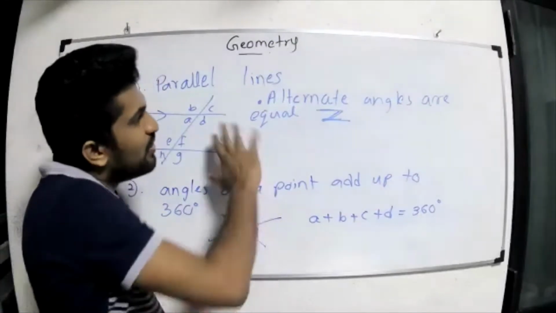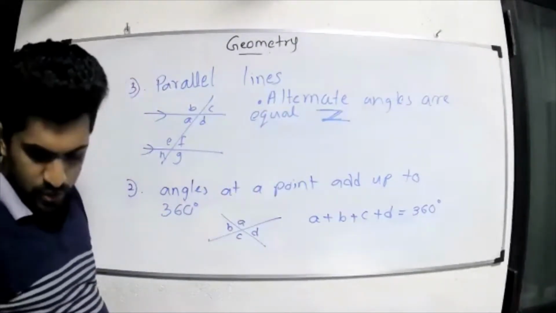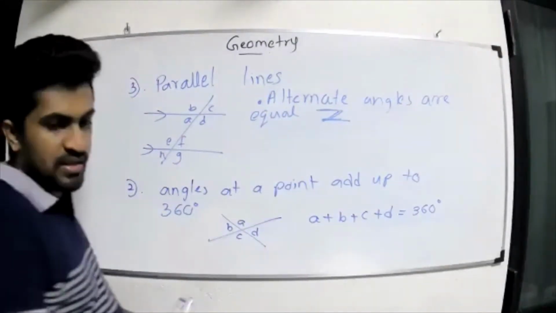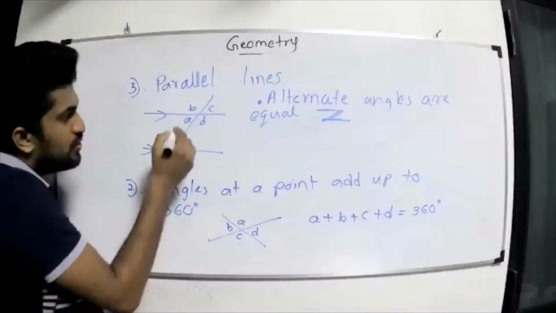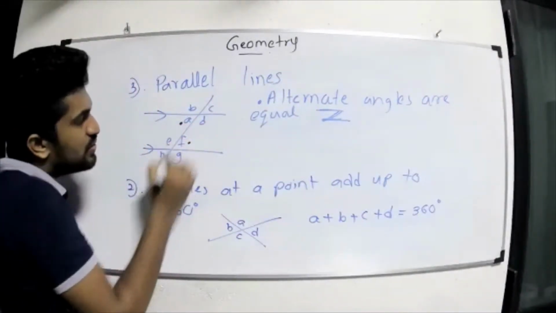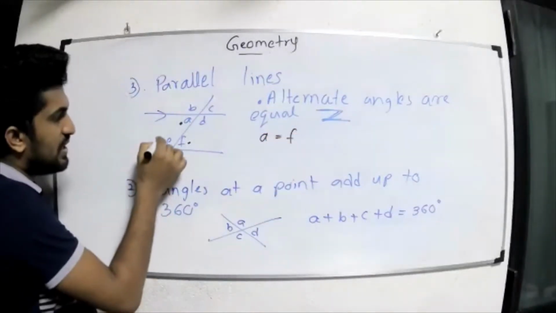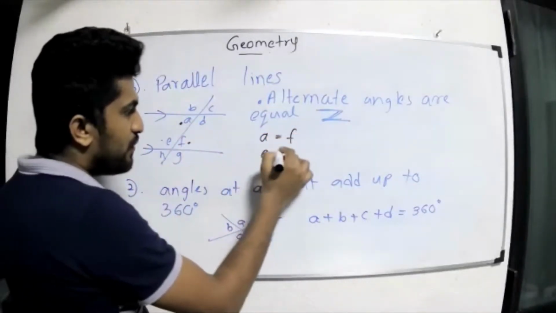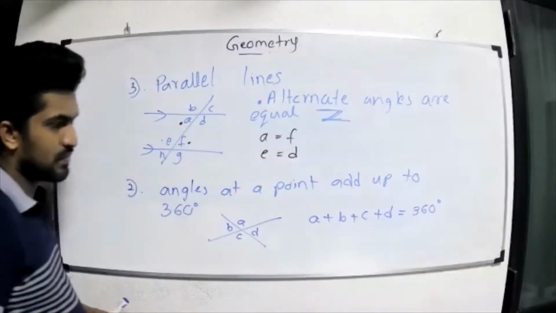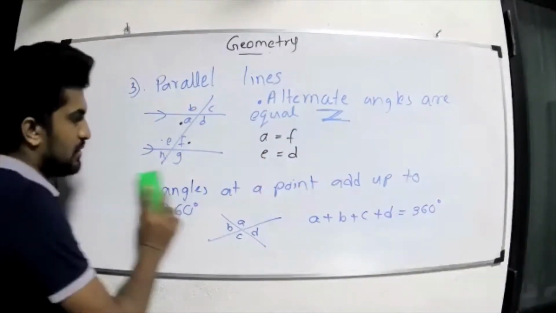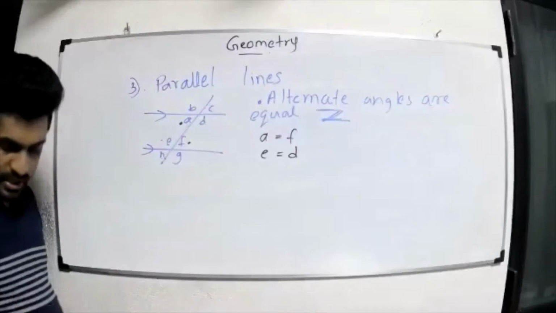So, alternate angles are equal. How can you identify alternate angles? Letter Z. You can see the Z letter is including A and F. Therefore, A equals F. The Z letter is including E and D. Therefore, E equals D. Okay, you write that. Next one, alternate angles are equal.